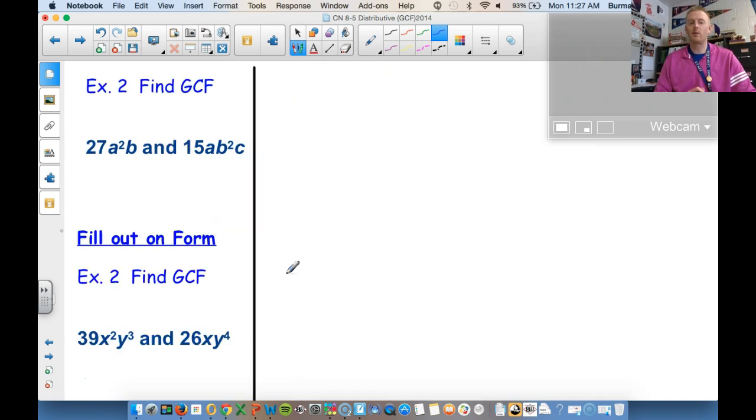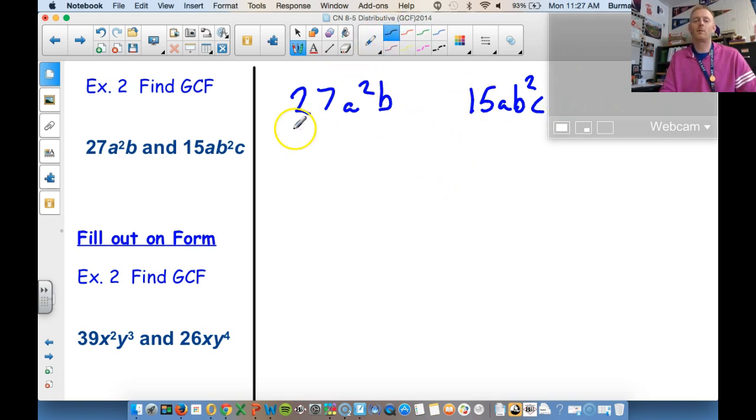Now some of your other directions are going to say to find the GCF, which will use the exact same kind of process, but we don't necessarily have to use that process. So if we look at 27a to the second b, and 15ab to the second c, what we're trying to find is what numbers we can divide out of both of these that are going to be their GCF. So what's the greatest number that I can divide out of 15 and out of 27? The thing that comes into my head would be a 3. That's the largest number that I can factor out of it.